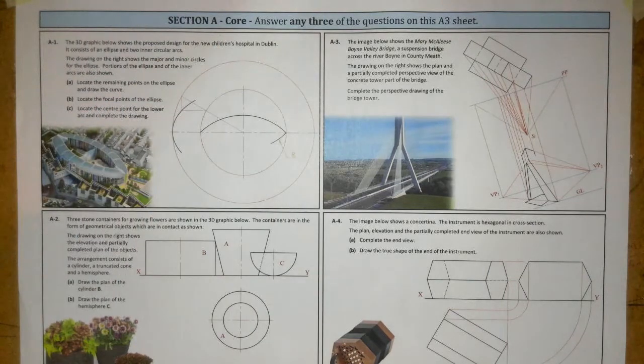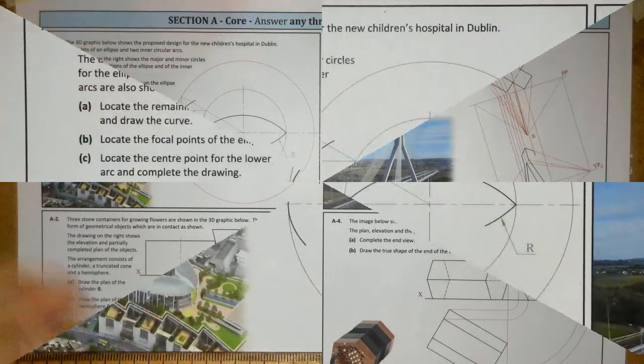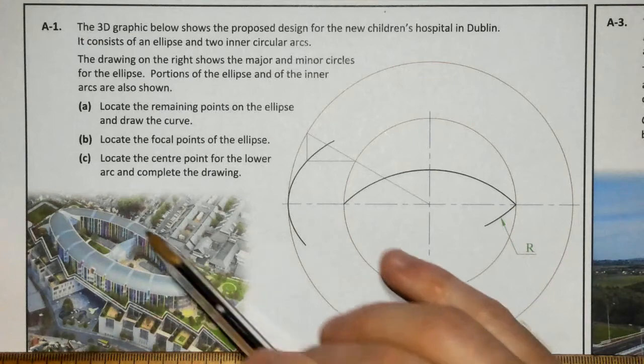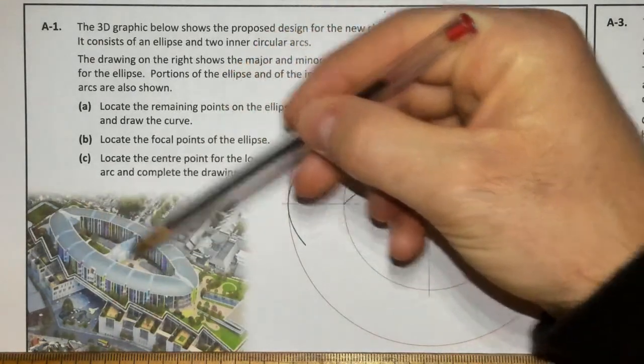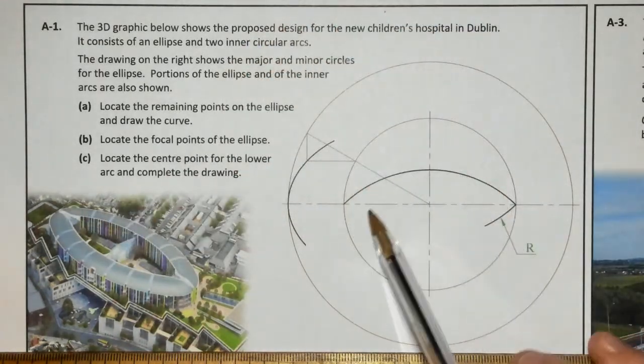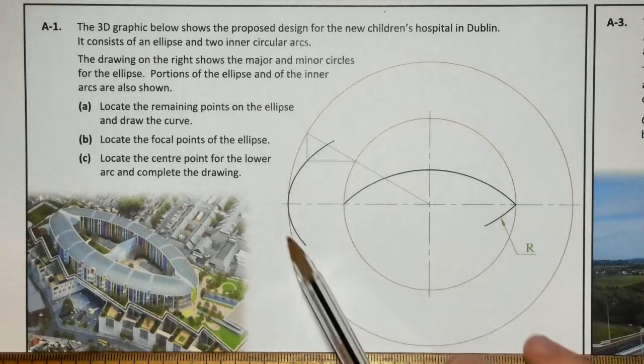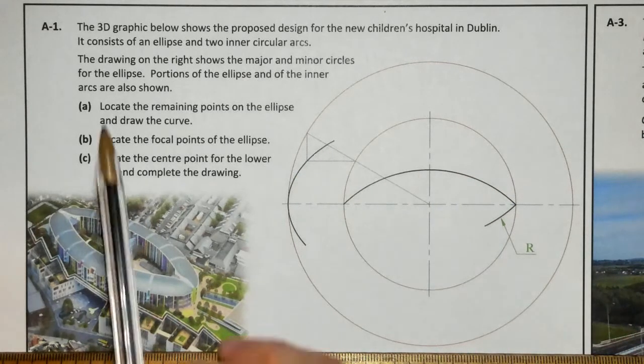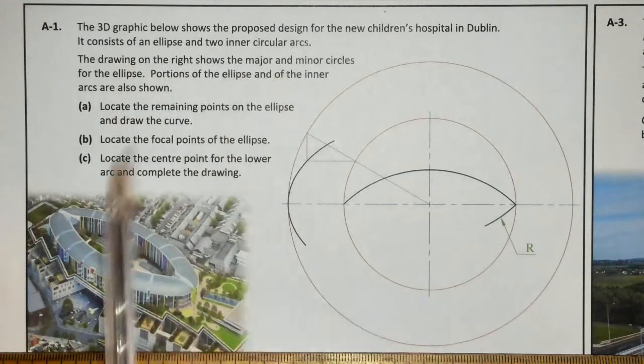I'm just going to zoom in on that one now. So the question A1 says, the 3D graphic below shows the proposed design for the new Children's Hospital in Dublin. It consists of an ellipse and 2 inner circular arcs, okay? So we can see the ellipse on the outside of it here. Then we've got 2 little arcs there as well. So they're trying to represent that here. So we can see a portion of the ellipse here, and we have 2 arcs on the inside. The drawing on the right shows the major and minor circles.